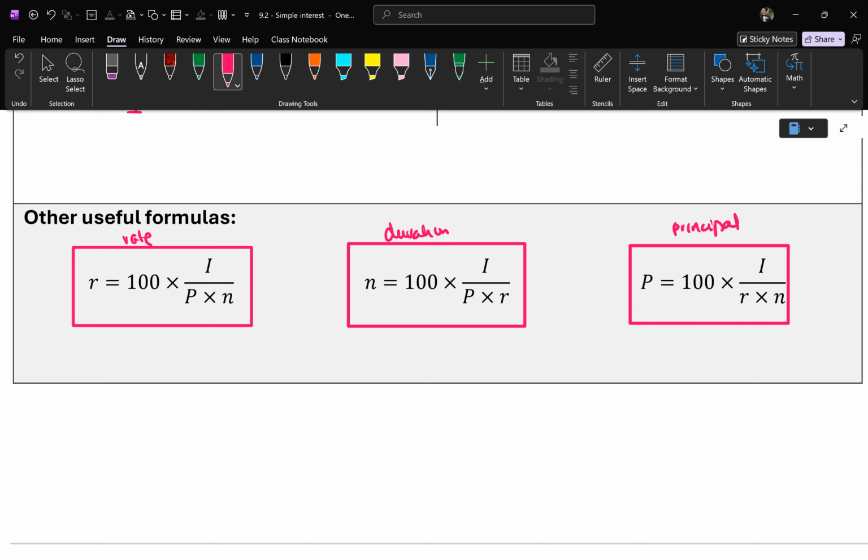And then we'll do one example on the next page, just how I would use one of these formulas. And that's it for today's lesson. Simple interest.